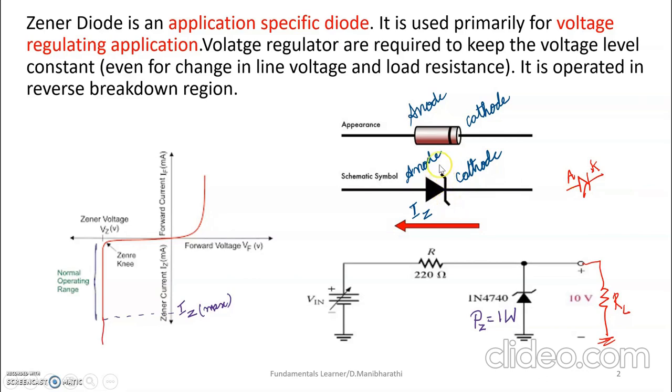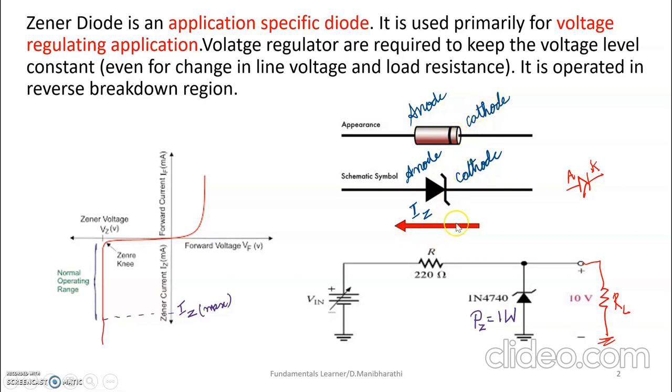This is the symbol for the Zener diode, and this is its appearance. Practically, you can see a silver mark, and the body will be red in color. In your laboratory, you'll be seeing these. So this is your anode. This is your cathode terminal. In the cathode terminal, we have a silver line that indicates the cathode.